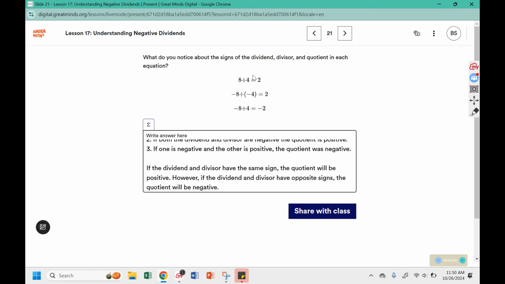So when I look at this, I see positive and positive results in a positive. These have the same signs, so they result in a positive, but negative 8 and 4 have different signs. One is negative and one is positive, and it resulted in a negative quotient.